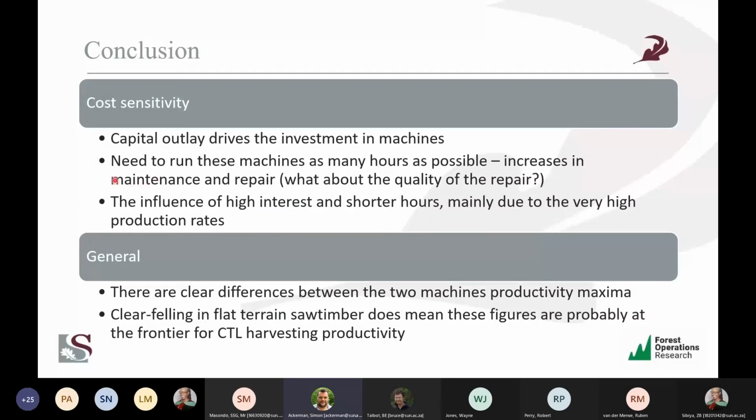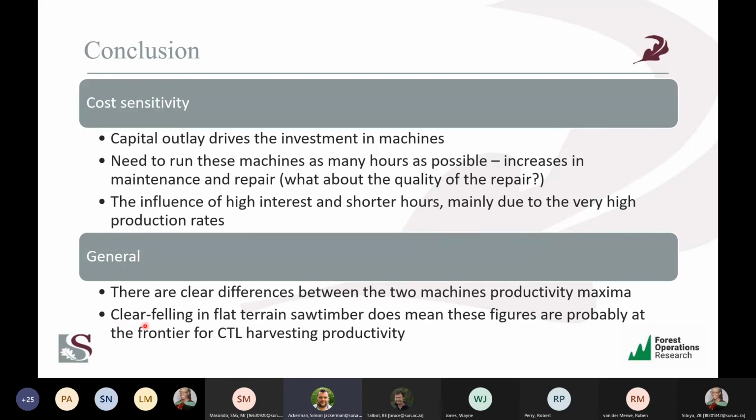Looking at cost sensitivity, obviously the capital outlay does drive investment in machines. We need to run these machines as many hours as possible, which obviously increases maintenance and repair. So that does drive the issue of understanding the quality of the repair and making sure the quality and the standards are maintained so that you can run these machines as long as possible. The influence of high interest rates and shorter hours is mainly due to the high production rates. That can be somewhat offset because these machines are highly productive in the area. Also, in general, there are clear differences between the two machines' productivity maxima. You can see that from the graph.